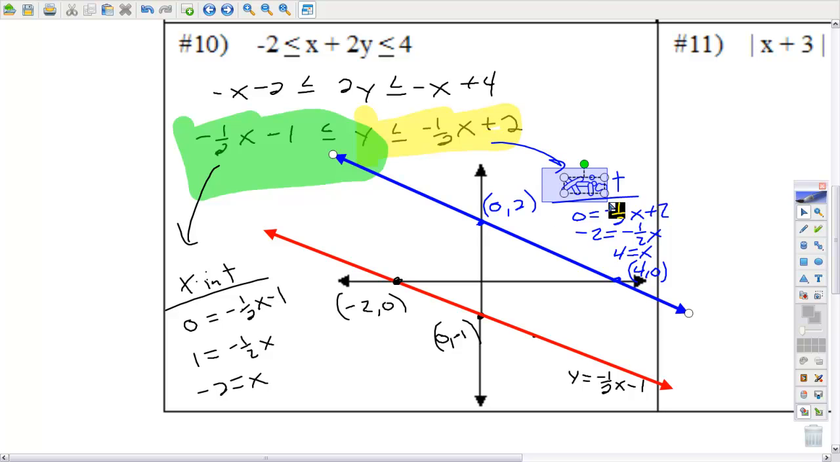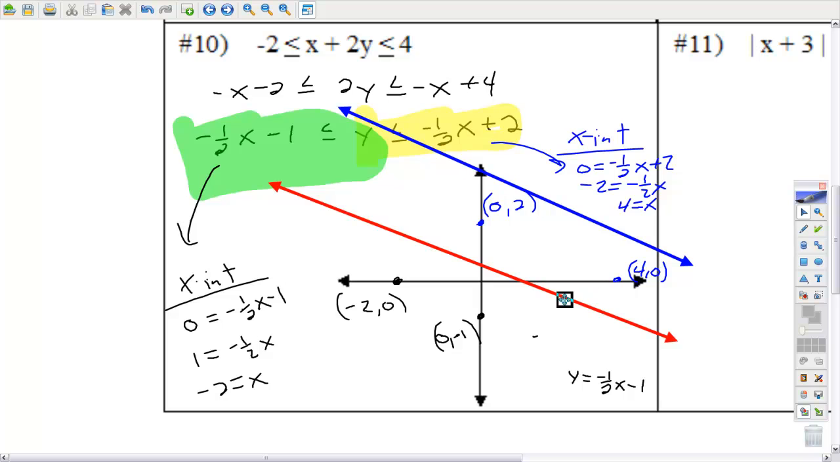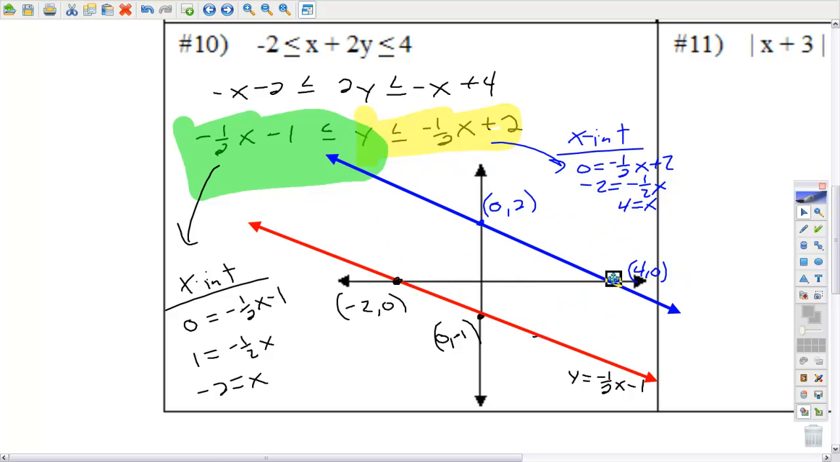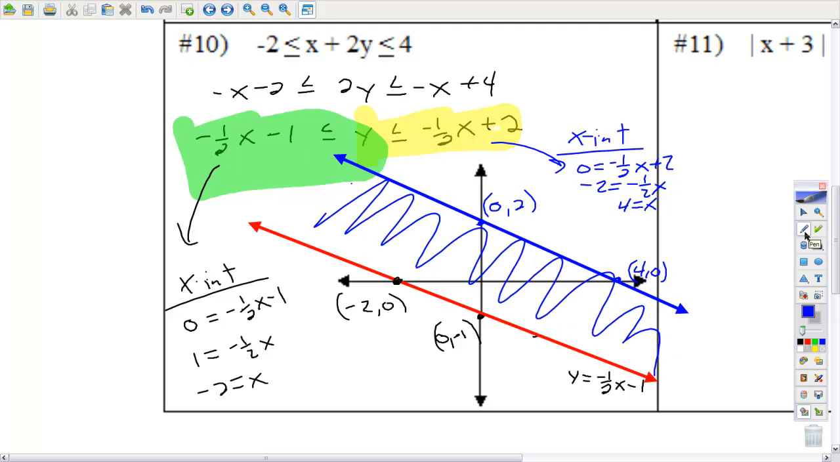This is getting kind of crammed in here. I'm going to pull this up a bit. Didn't mean to pull my lines away. Now if you look here, y is between those. It's bigger than this, but it's less than this, so it's everything shaded between.